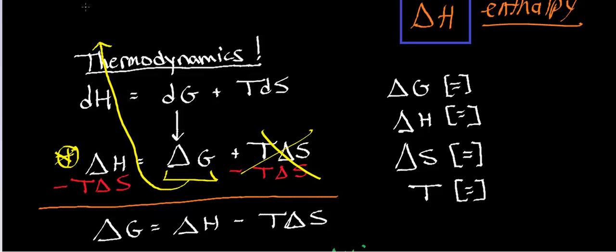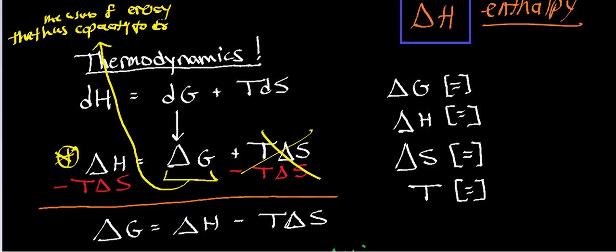Delta G is a measure of energy that has capacity to do work. Okay? So if you have energy that's available to do work, it could be pressure-volume work, or it could be non-pressure-volume work. If it can do any kind of work, it is Gibbs free energy. That's the basic way to put it.